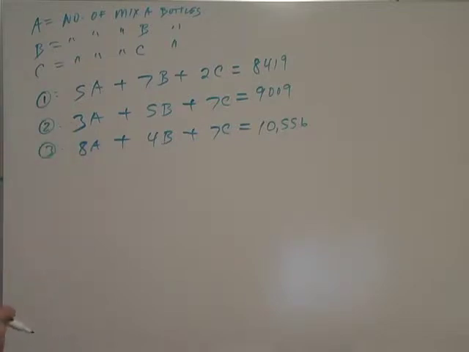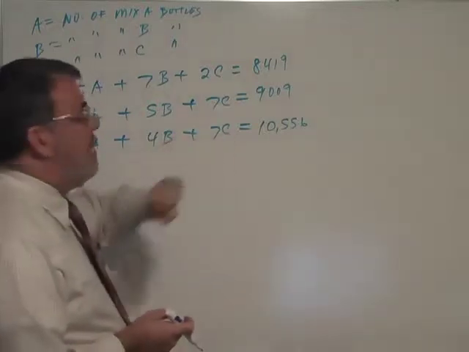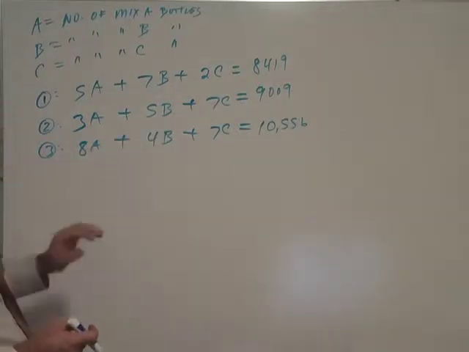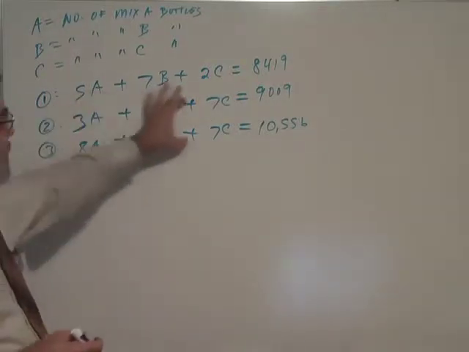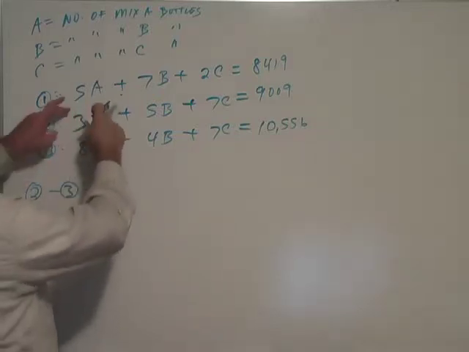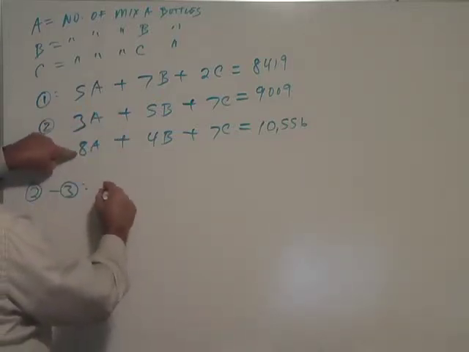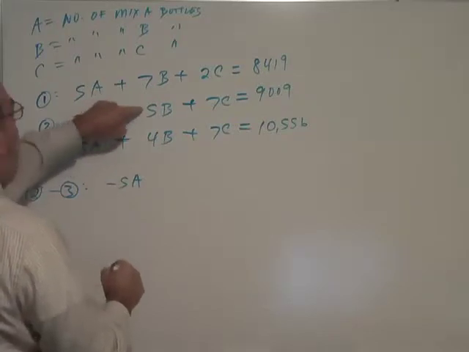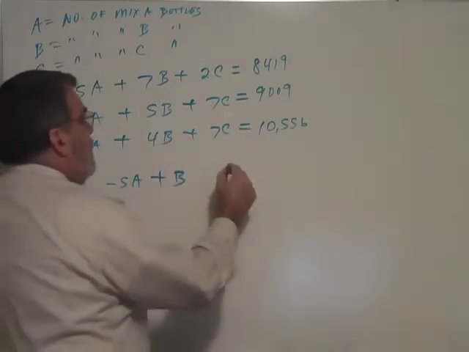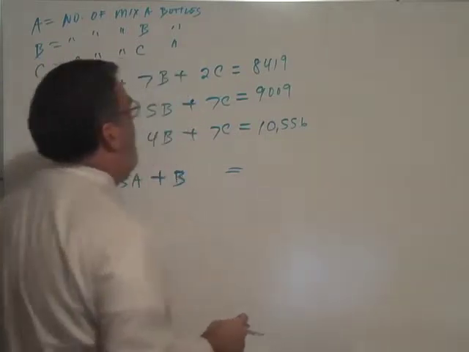And what letter should we get rid of? Well, let me suggest that we get rid of C, because these numbers are equal here, so if I subtract these equations, we can at least start off by eliminating C. So if we take equation 2 and subtract equation 3, 3a minus 5a is minus 5a, 5b minus 4b is plus b, the c's cancel, and this equals a negative number.